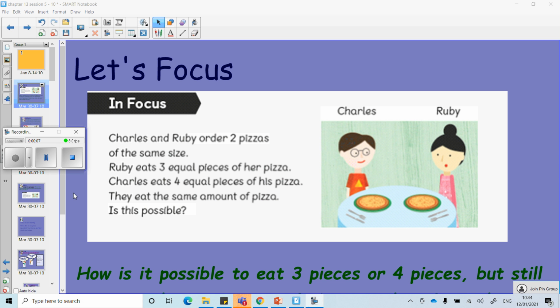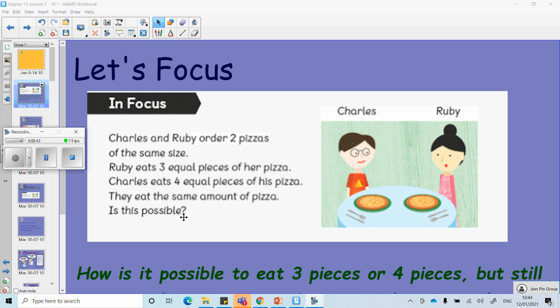Okay, I had two friends here on the screen, Charles and Ruby, and they've been out eating pizza. Now, they ordered pizzas that were the same size. So you can see on the table in front of them, Charles's pizza is the same size as Ruby's pizza. Ruby eats 3 equal pieces of her pizza. Charles eats 4 equal pieces of his pizza. They eat the same amount of pizza.